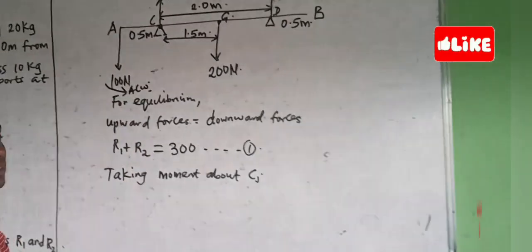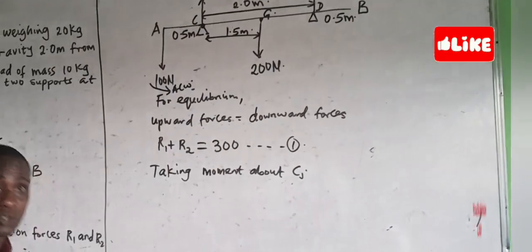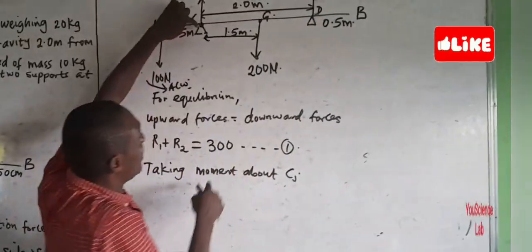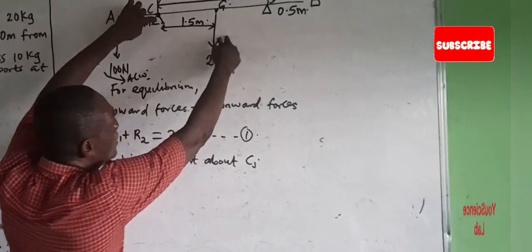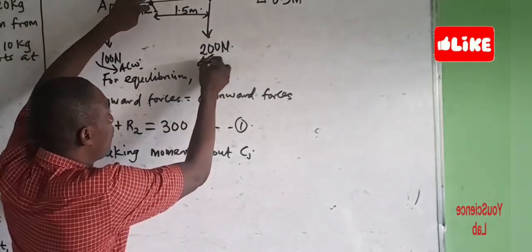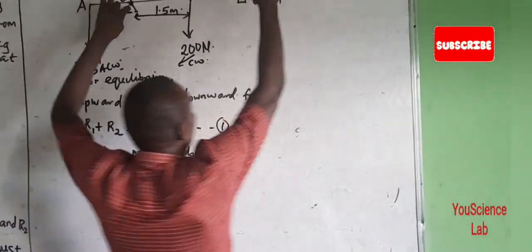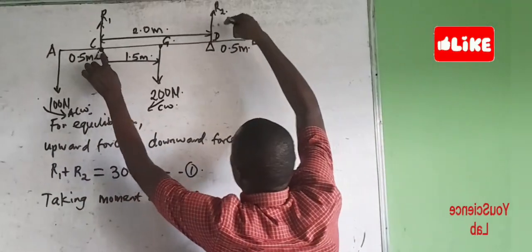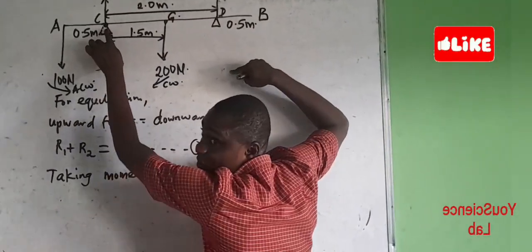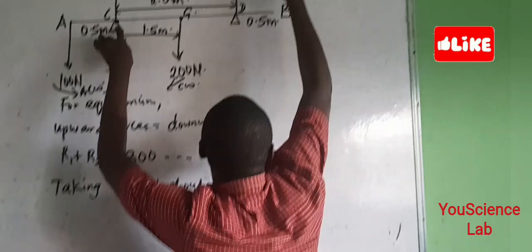Anti-clockwise, right? This will rotate this thing in this direction, that is anti-clockwise. Now, what about this force? If I take moment about this point, this force is going to rotate this in this direction, is that not? What direction is that? Clockwise. Then we have this force. If I take moment about this, it is going to rotate this thing in what direction? This direction, right? What direction is that? Anti-clockwise.